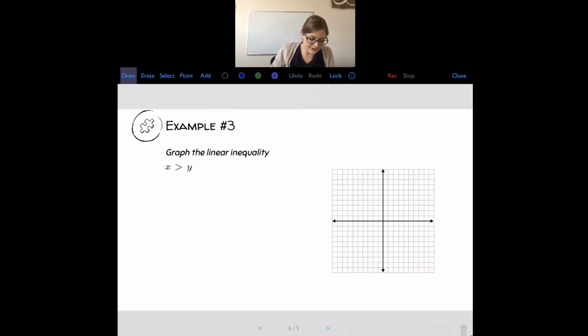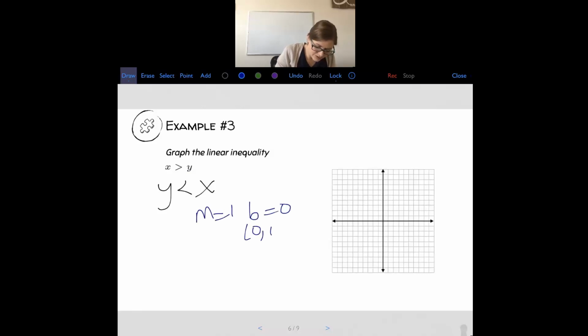Example 3, graph the linear inequality x is greater than y. What I would do is I would probably change the order of this so that it looks like y equals mx plus b. So we have y, and the inequality has to be preserved. The small side is pointing towards y in the original, so the small side points towards y when I rewrite it. So in this case, our slope is just 1, and our y-intercept is 0, so the ordered pair is 0, 0. Okay, so we start at 0, 0, and then we go up 1 over 1. This is a dashed line.